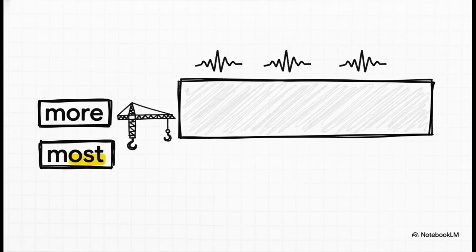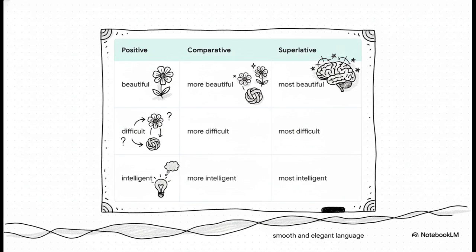So for those longer words, we're talking 2 or more syllables, like beautiful or difficult, we don't mess with the ending at all. Instead, we just pop the word more or most right there in front of it. So a painting isn't beautifuler, no way. It's more beautiful. And a test isn't the difficultest, it's the most difficult. This rule is what keeps our language sounding smooth and not so clumsy.